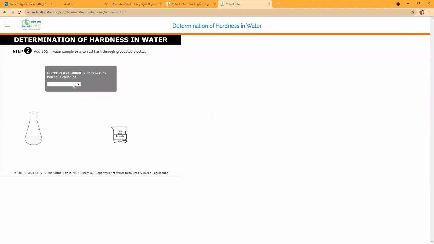Hardness that cannot be removed by boiling is called as? Answer please. Permanent hardness. Hardness that cannot be removed by boiling is called permanent hardness.